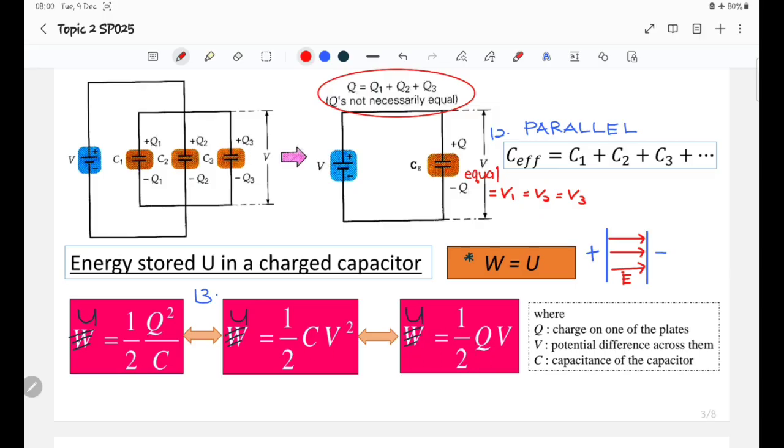Okay, so nak guna any equations for you ni, you have to alert with the values that you have. Okay, tak boleh sewenang-wenangnya mengganti. Kalau ada nilai C total, nak guna equation yang tengah ni, half CV squared, C total, V mesti total. Tapi kalau V tak ada total, tak bolehlah nak guna formula ni. Kena guna formula yang U equals to half Q squared over C. So C total, Q total. Okay, so I'm sure you know what I mean.